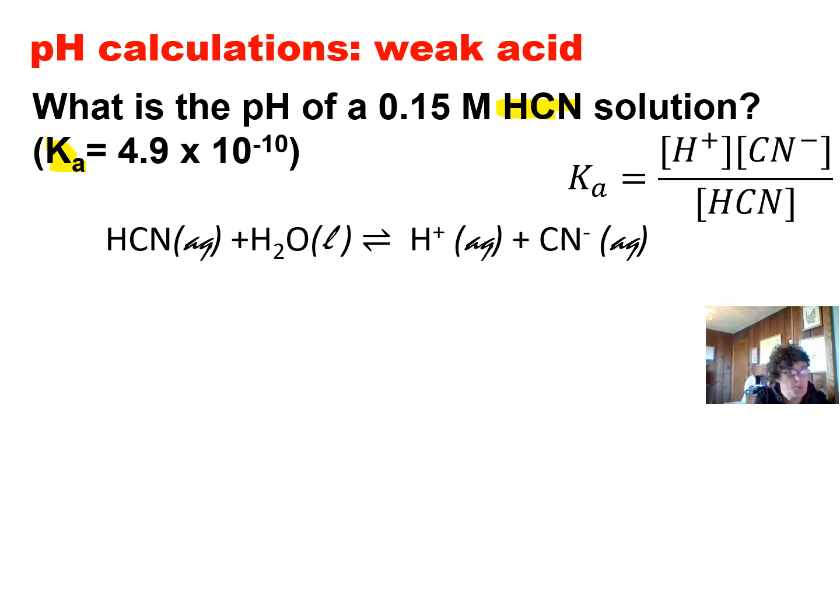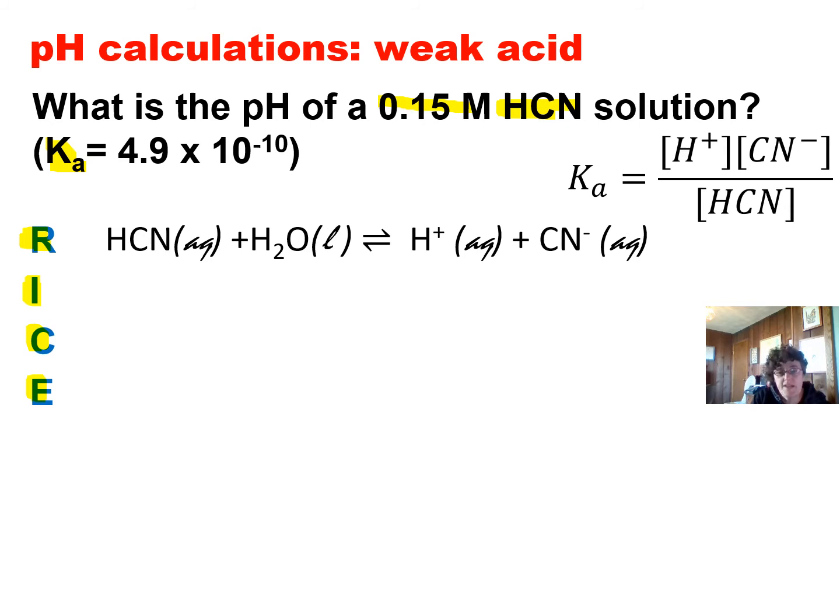Now, the best way to approach these problems is to organize the data into a table. The table is called RICE or ICE table because there is one line for the reagent, that's the R, and then you have one line for the initial value of the concentration, and then you have one line for the change in the concentration, and then the last line is for the concentration at equilibrium. Why do we have to do this?